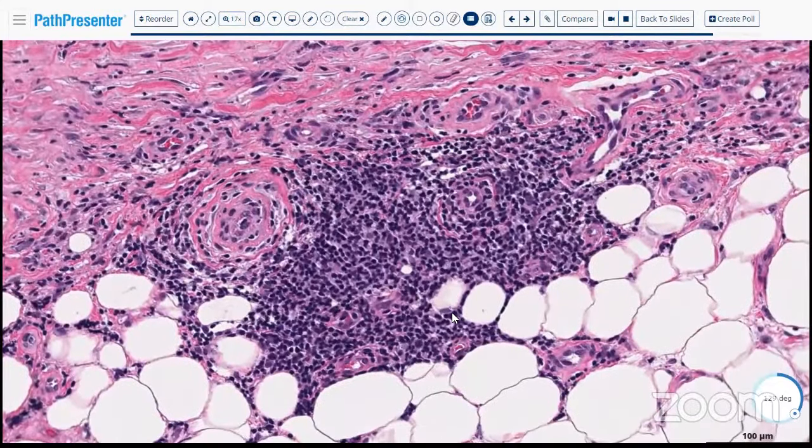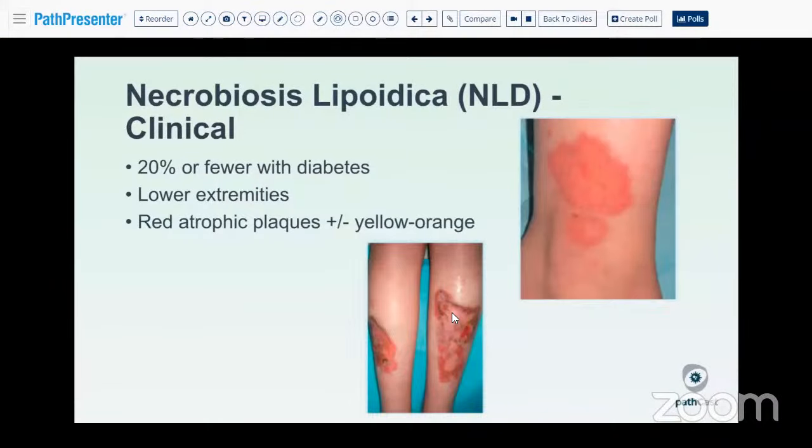And this is a beautiful example of necrobiosis lipoidica. It used to be called necrobiosis lipoidica diabeticorum, and I still abbreviate it NLD because of old habits. I think a lot of derms do, so you might see it come in as rule out NLD, even though most of the time it's actually not associated with diabetes. So now we just call it necrobiosis lipoidica.